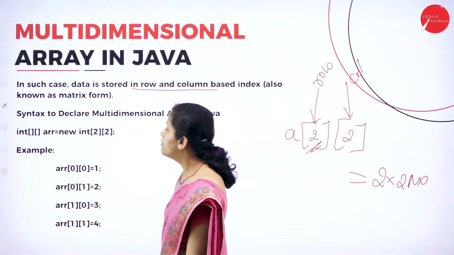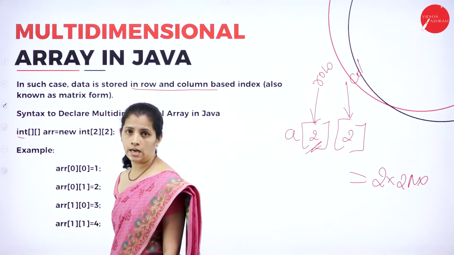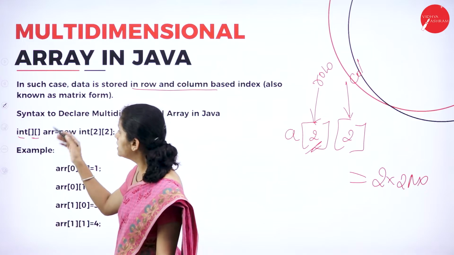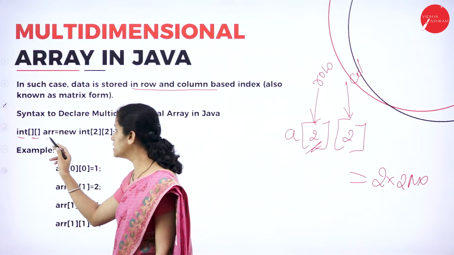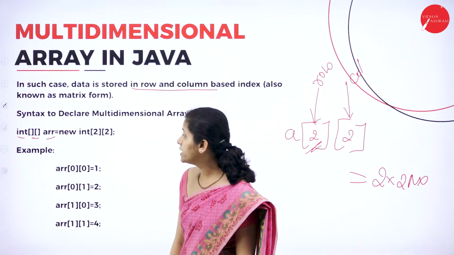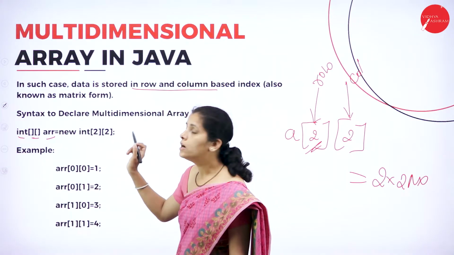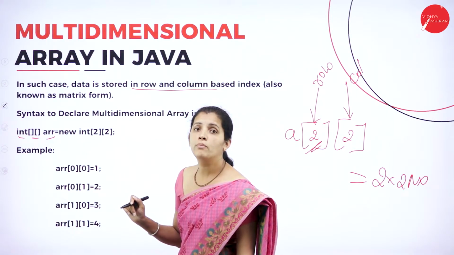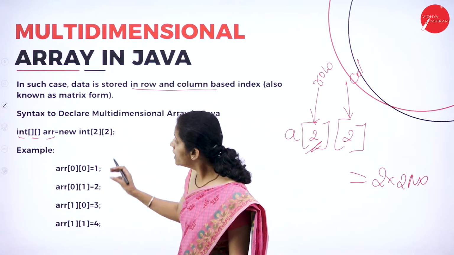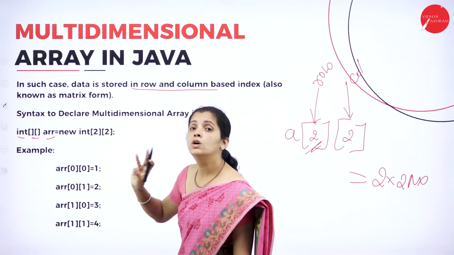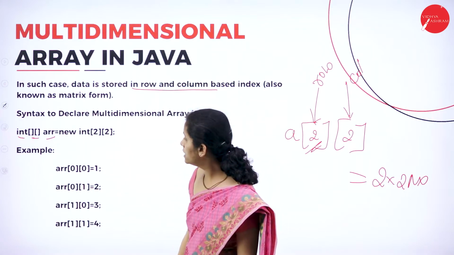That means first I want to write the data type, then it is an array, right? For that I want to write the array representation along with that array name. With the help of the new operator, I'm going to allocate a total of 8 bytes of memory. So here each index is capable of holding 2 bytes at a time.